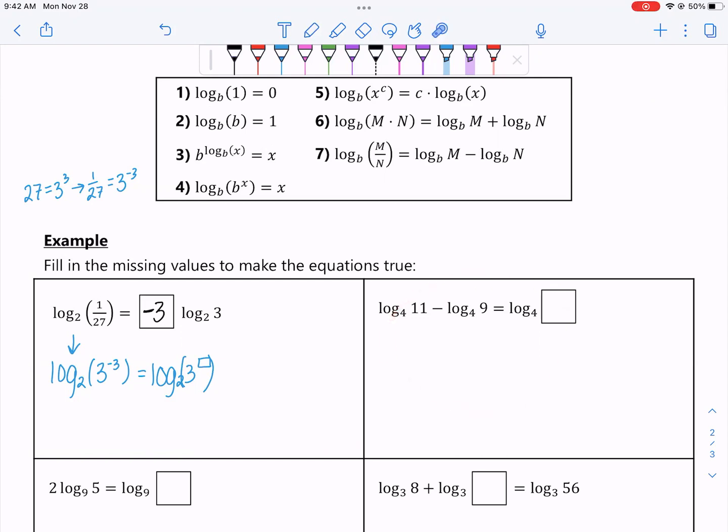For this next one here, log base 4 of 11 minus log base 4 of 9. Subtraction on the outside is division on the inside. So if these are the same base 4, we have 11 minus 9, so that's going to be 11 divided by 9.